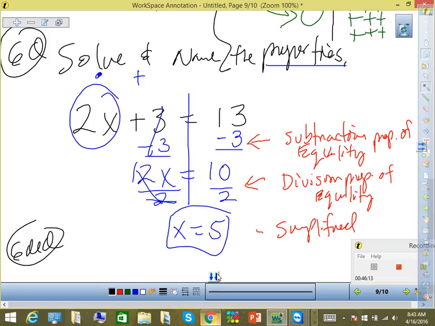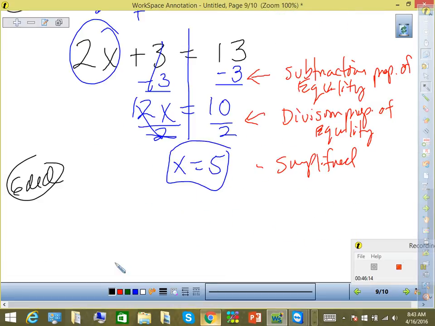Let's do another one, example 6. You do this one by yourself, now that you know what to do. 4y minus 7 equals 13. Go. Let people concentrate, please.